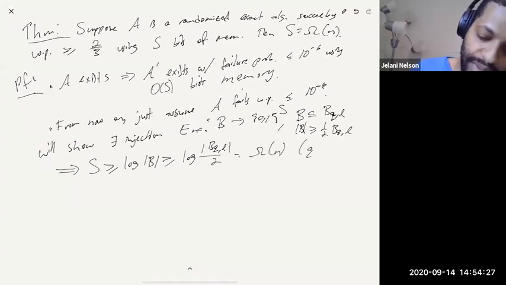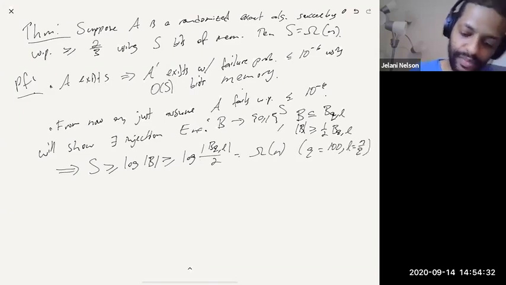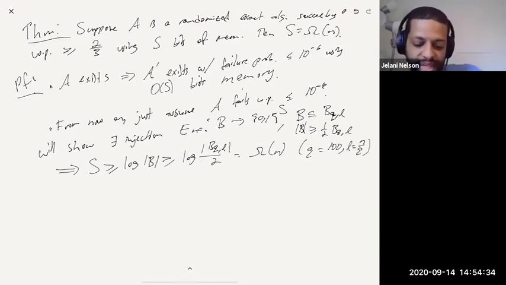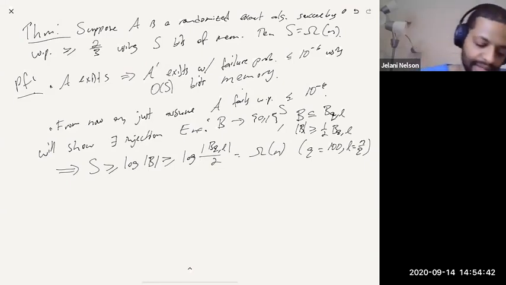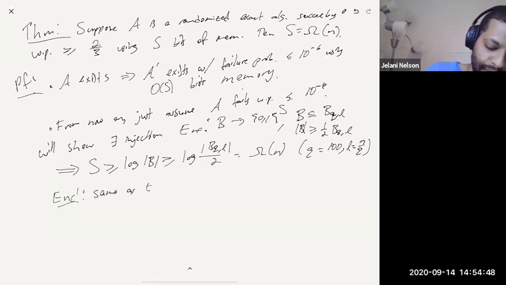And I'm going to again do this with Q being 100 and L being like n over Q. Again, that's conservative. That's not necessary. Okay, so how do the encoding and decoding work? I'll call it encoding prime. That's going to be the same as the encoding from before.